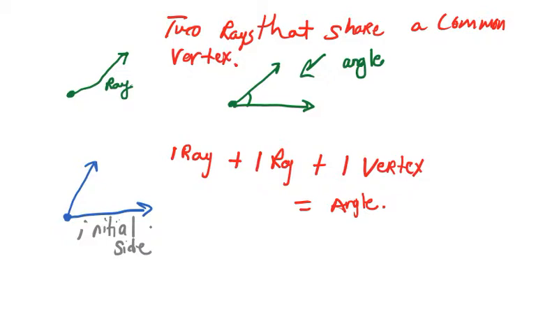Now, the initial side is the beginning position of the ray. So it's where the ray is starting, and it rotates about the endpoint, which we call the vertex. I'll tell you exactly what I mean by rotates about it. Now, the second side that we have is what we call the terminal side. If you are pretty smart, you can figure out that the terminal side is the ending side. It's the final position of the ray here. I'm going to show you rotations of these different angles and how it works.